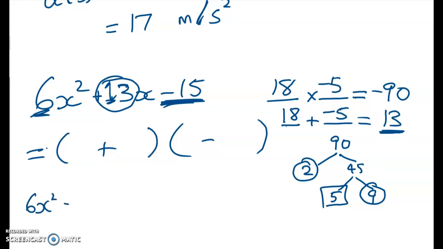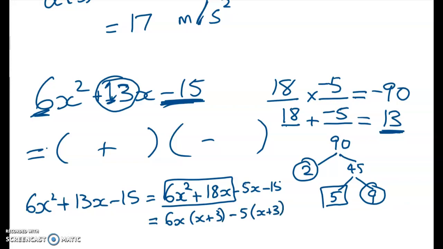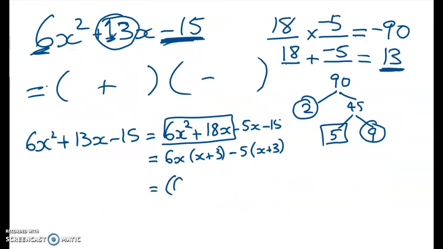So we get 6x squared plus 13x minus 15 is equal to 6x squared. Now we do the splitting up, plus 18x minus 5x minus 15. And we factorize those, so we get 6x into x plus 3, and then take away 5 into x plus 3. So that gives us a final answer of 6x minus 5 times x plus 3. So there we go, there's that one done.